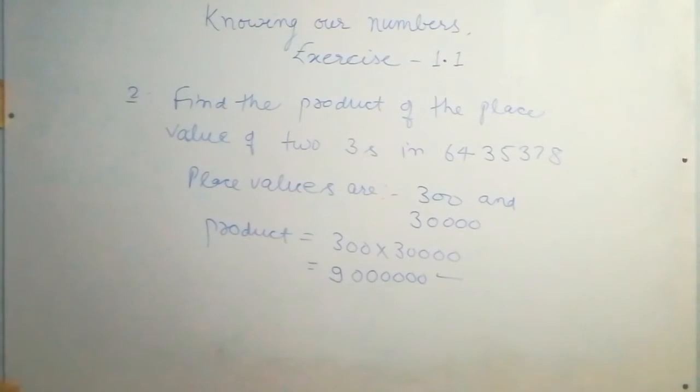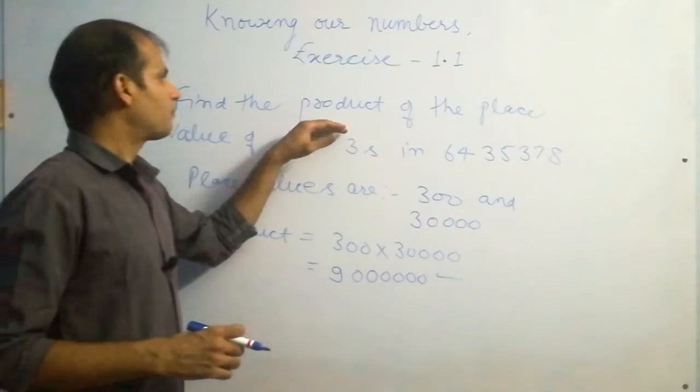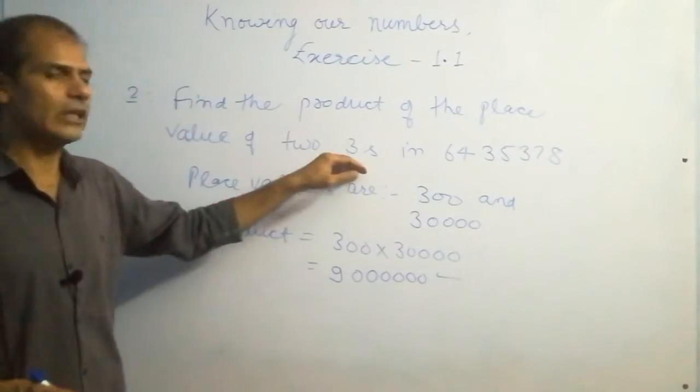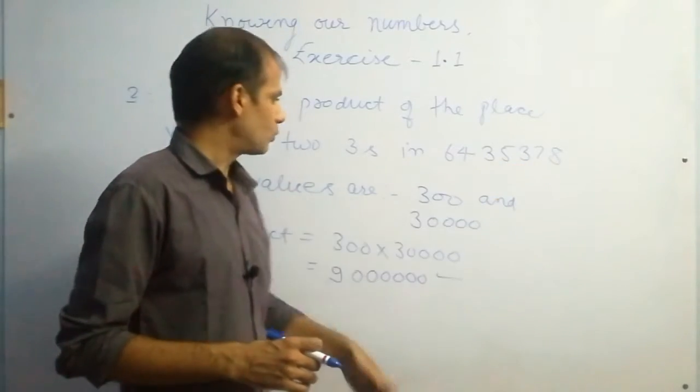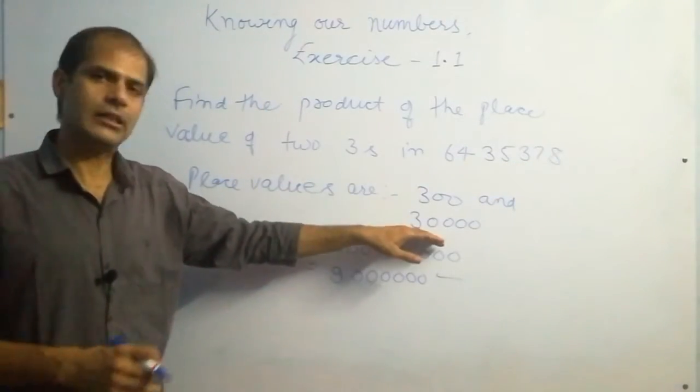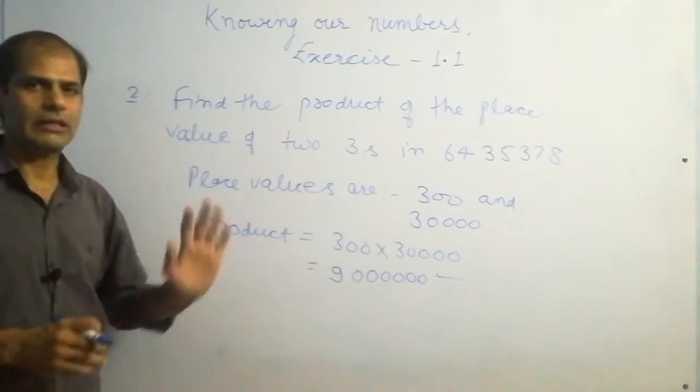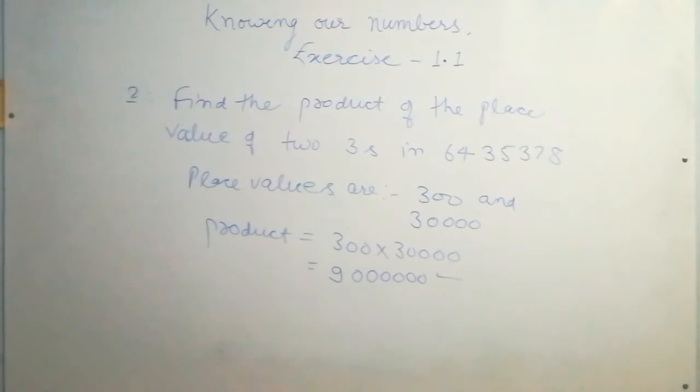So you can pause the video and note. Again I explain. Product of the place value of two threes. You have to see how many threes are there, 1 and 2. So find the place values in this way and finally find the product. Okay.